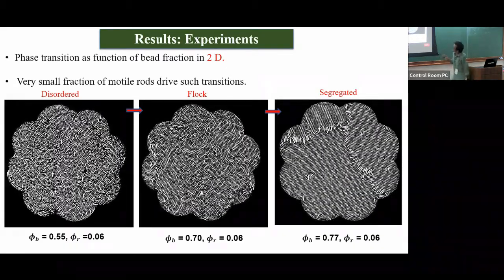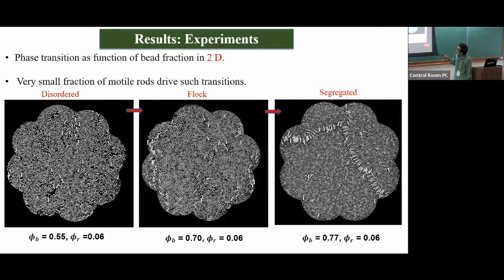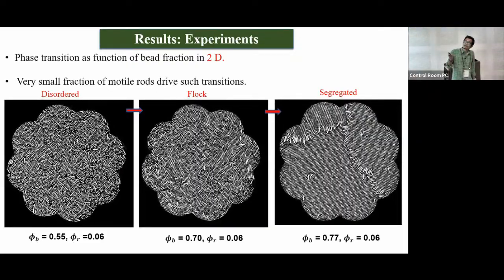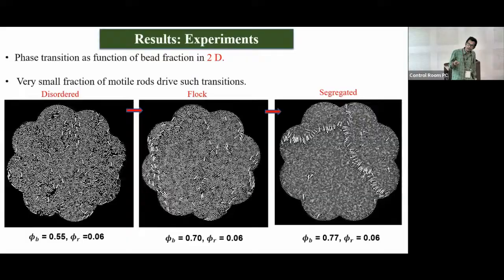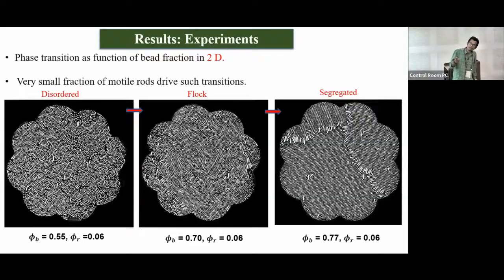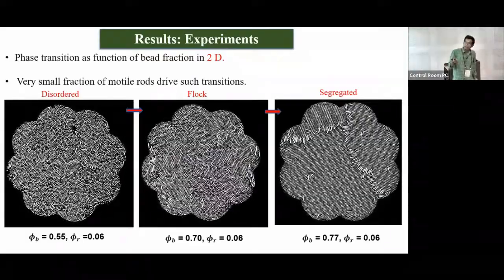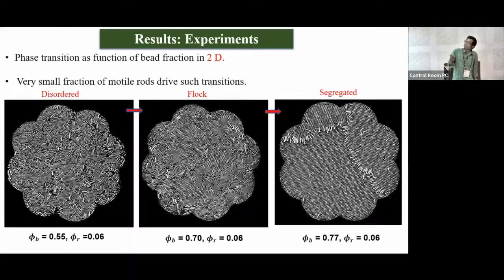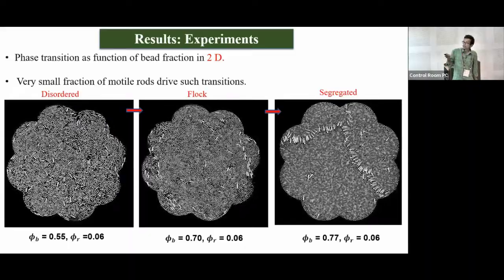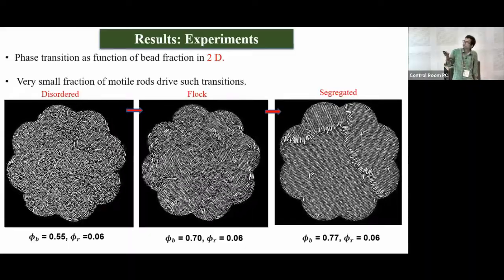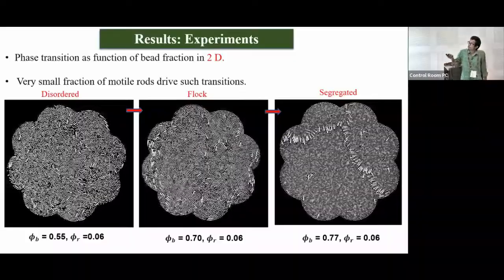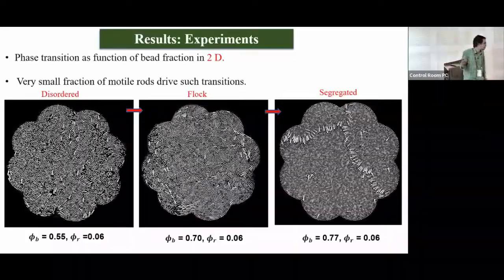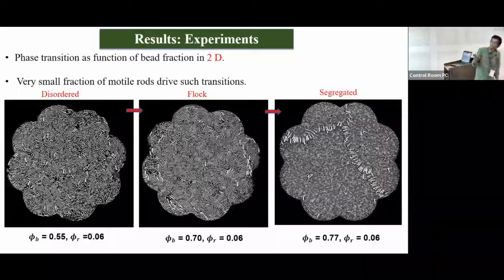In 2D, we see a phase transition as a function of bead fraction. At phi b equal to 0.55, we have a disordered state, and when we increase phi b, we have flock, and then at phi b equal to 0.77, we have a segregated phase, and this is happening at a very small fraction of motile rods.